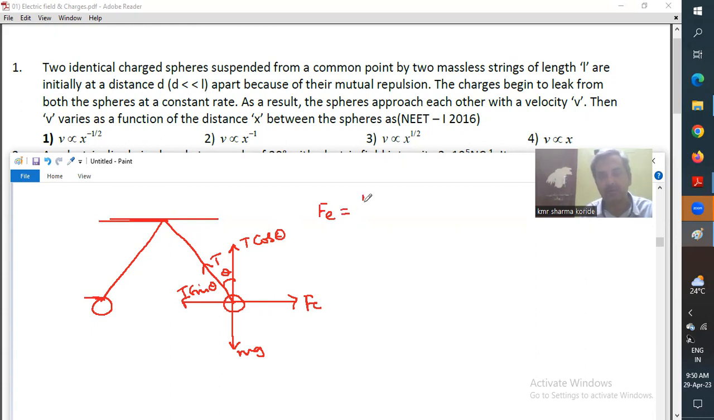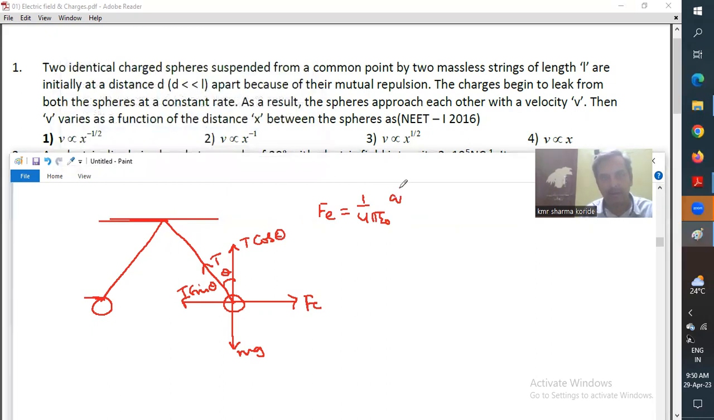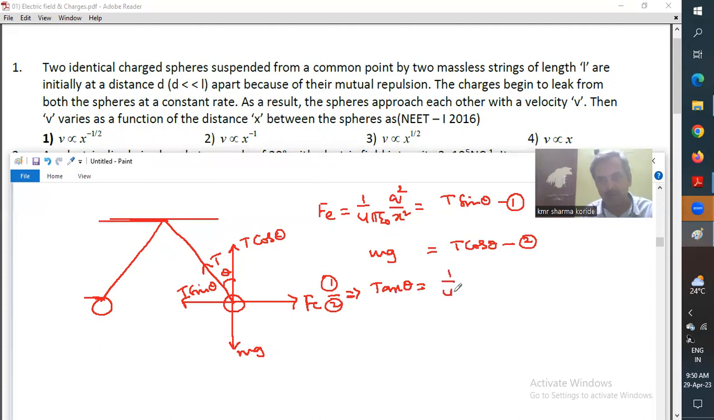Fe, the electrostatic force, 1 by 4 pi epsilon naught q square by x square is equal to T sin theta. Call this equation 1. Similarly, T cos theta is equal to mg. Call this equation 2. Divide 1 and 2. If you divide 1 and 2, you'll get tan theta is equal to 1 by 4 pi epsilon naught q square by x square multiplied with mg.